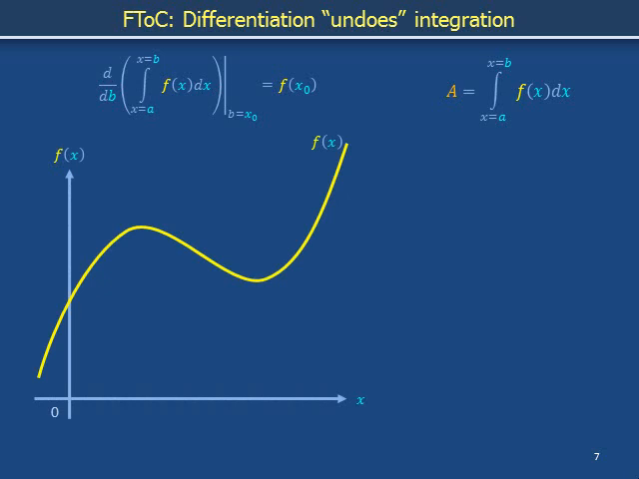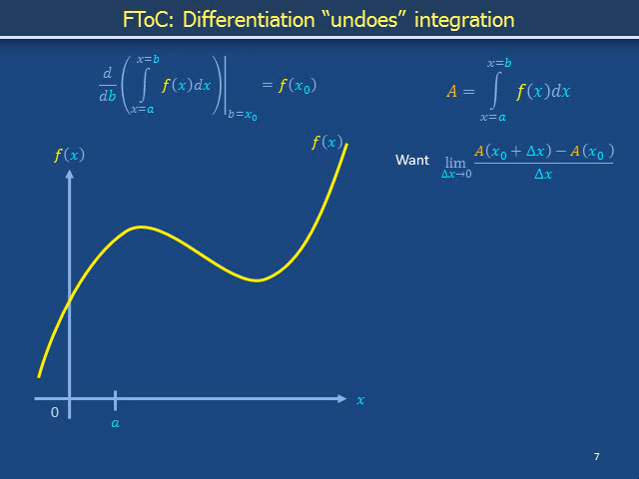Consider a function with a generic plot like this. We want to look at successively small differences between areas evaluated under the curve. The derivative of the area, or of the integral, is the limit as delta x approaches 0 of the fraction with numerator area evaluated at x naught plus delta x minus area at x naught over the denominator delta x.